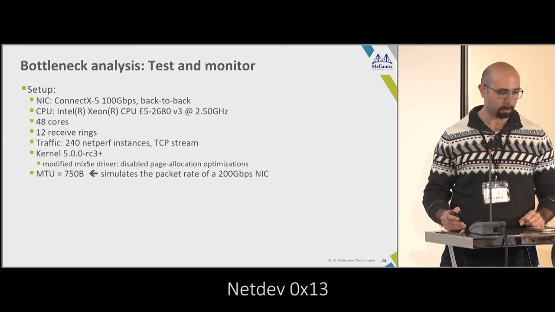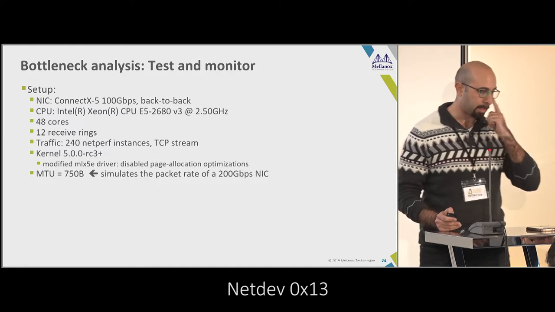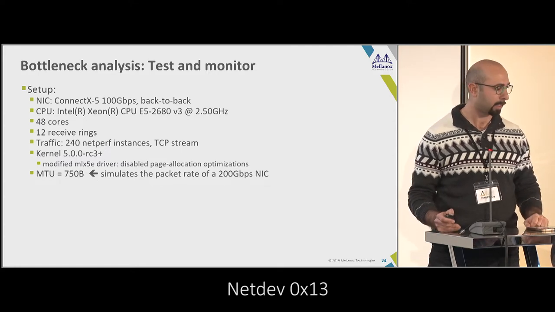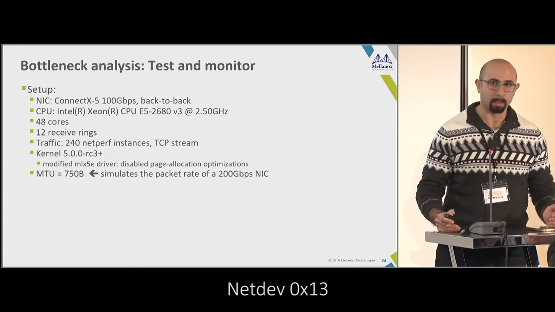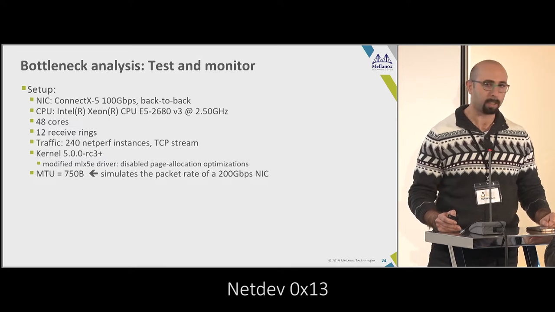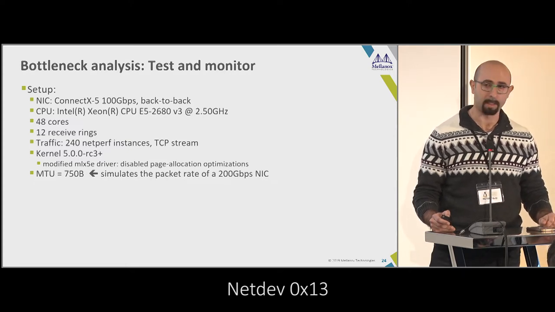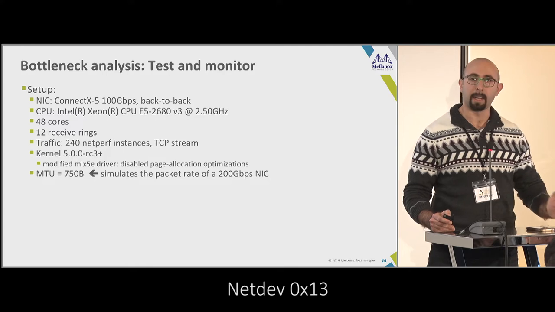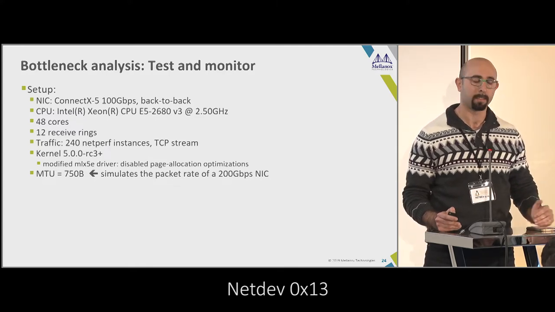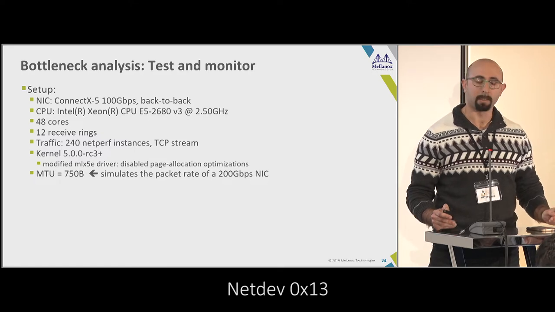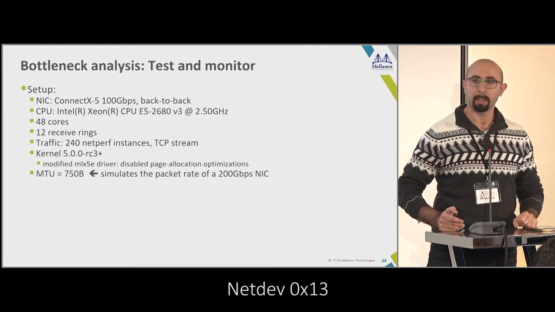Okay, let's do some tests and see how severe the problem is. The setup is that I used a connected 500 gigabits back to back, 48 cores. I used 12 channels, 12 receive rings, running 240 netperf instances, TCP multi-stream. Kernel is new, 5.0, some RC of 5.0. I modified it to disable some of the page allocation optimizations that we already have. I didn't want to use them. I reduced the MTU to half the size in order to simulate the packet rate of a 200 gigabit link.